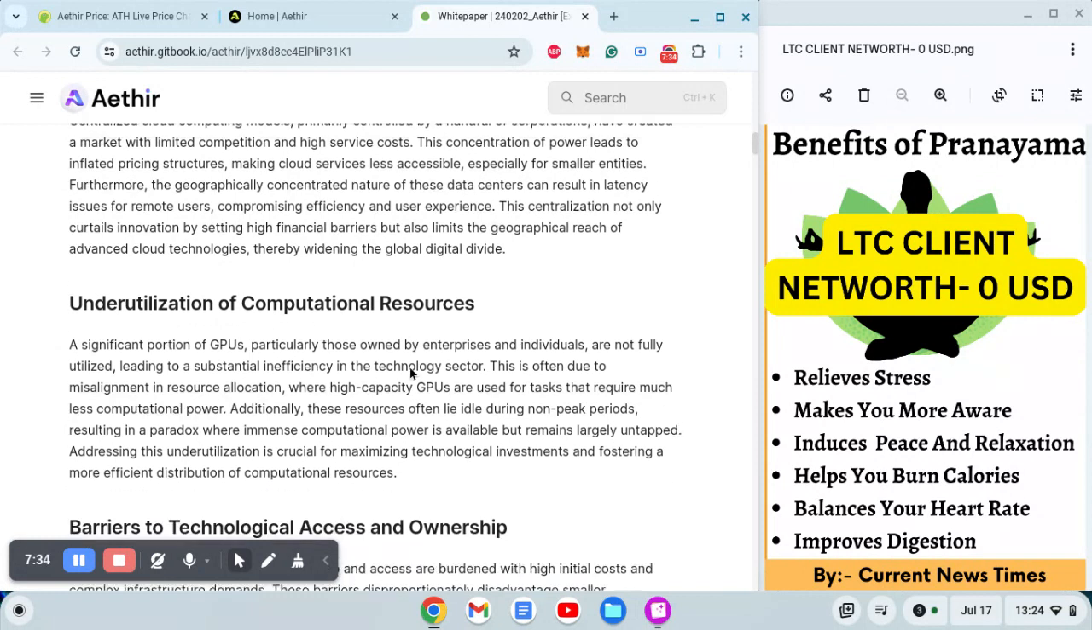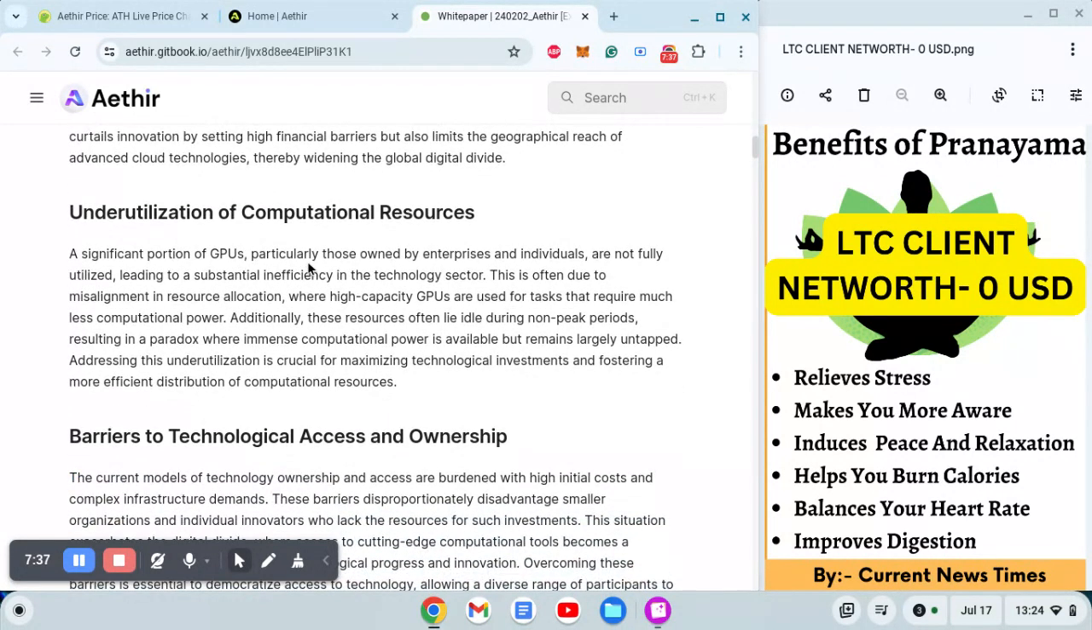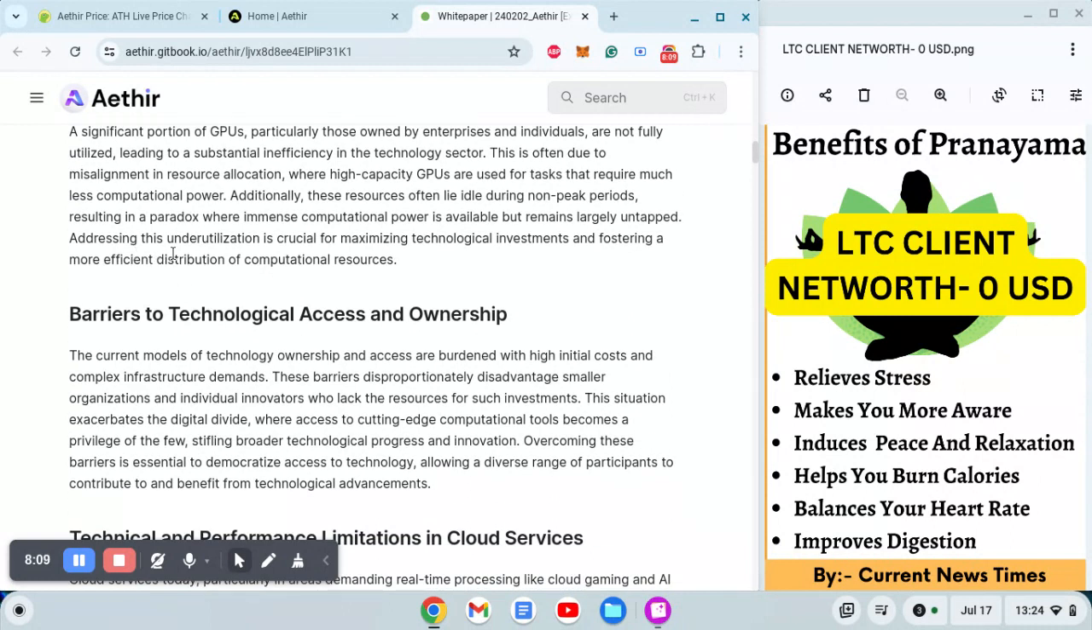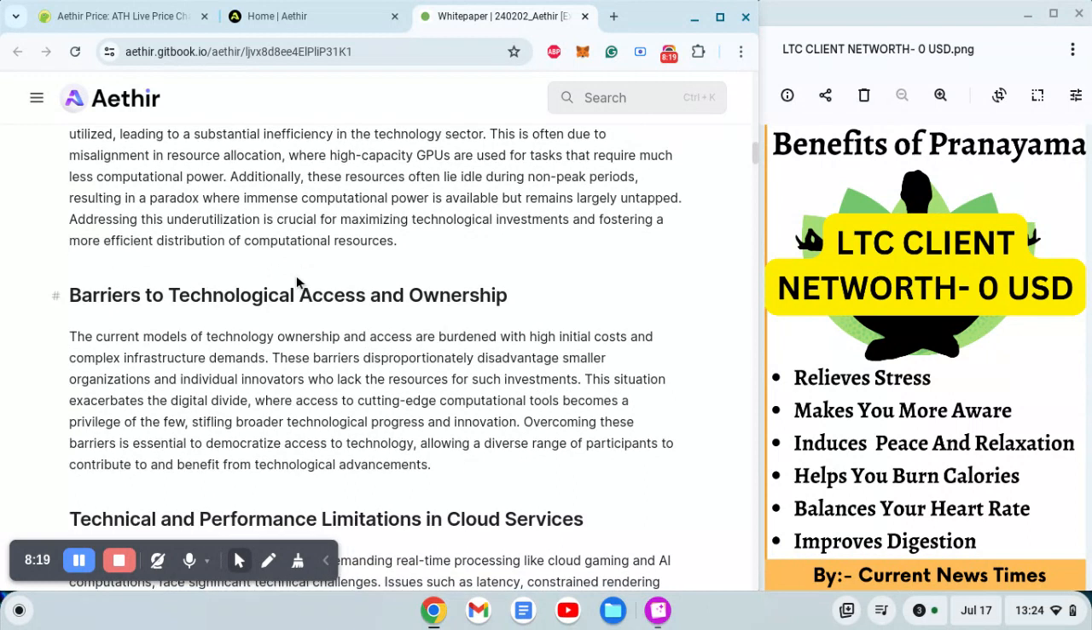Underutilization of computational resources. A significant portion of GPUs, particularly those owned by enterprises and individuals, are not fully utilized, leading to a substantial inefficiency in the technological sector. This is often due to misalignment in resource allocation, where high capacity GPUs are used for tasks that require much less computational power. Additionally, these resources often lie idle during non-peak periods, resulting in a paradox where immense computational power is available but remains largely untapped. Addressing this underutilization is crucial for maximizing technological investments and fostering a more efficient distribution of computational resources.